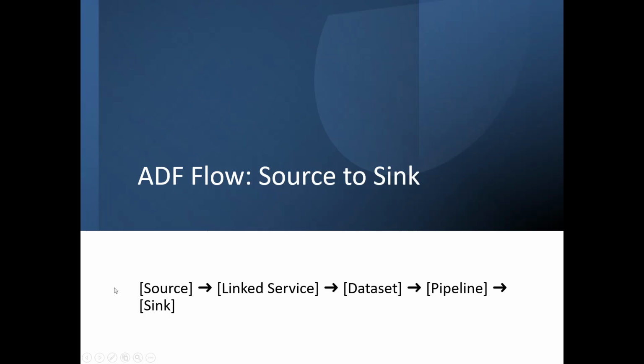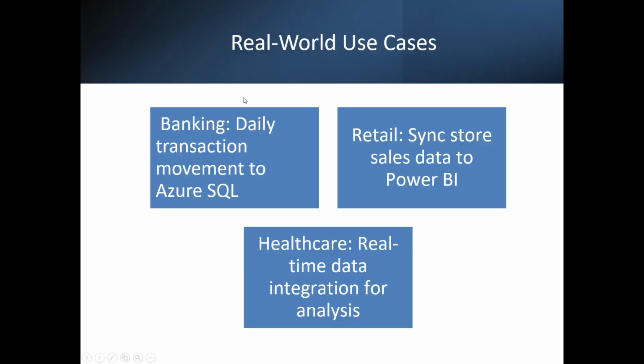So that's what we showed. That was a graphical presentation, but you have your source, you have your link services, you have your data sets, pipeline, and sink. I think we already saw this. No, we didn't. So what are the real world use cases for this?